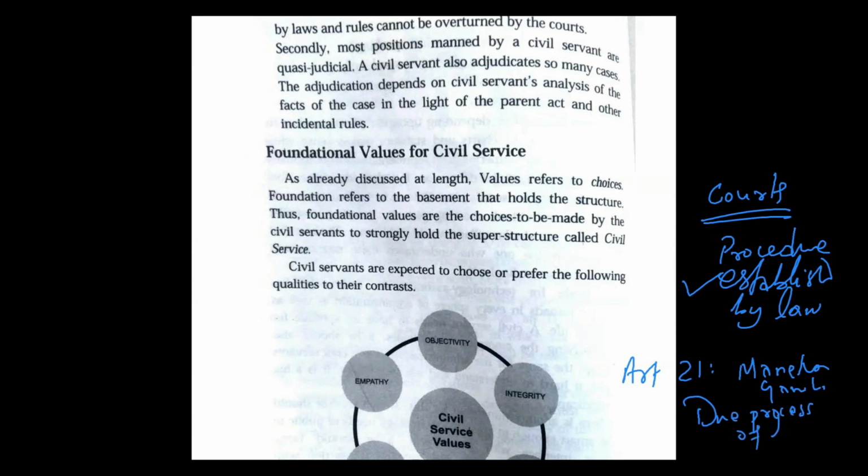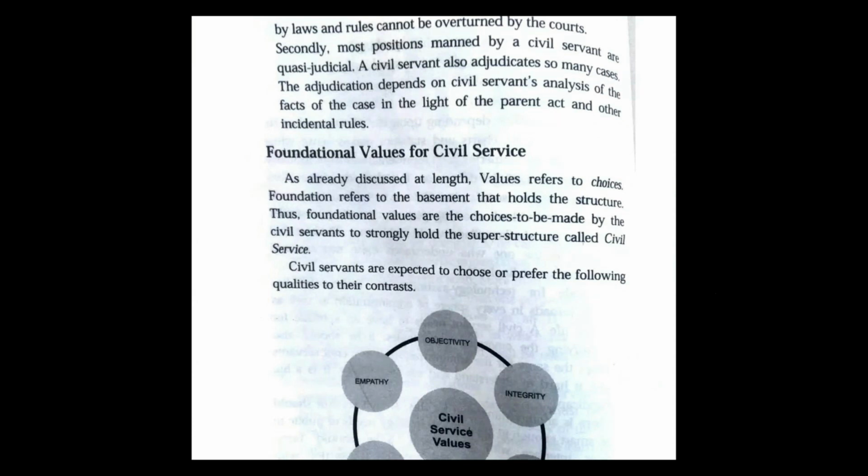Due process of law also. This is a separate topic I have already covered. I'll cover it again for new students. Okay, fine. So courts will always look at the law, whether things are written in the law or not.